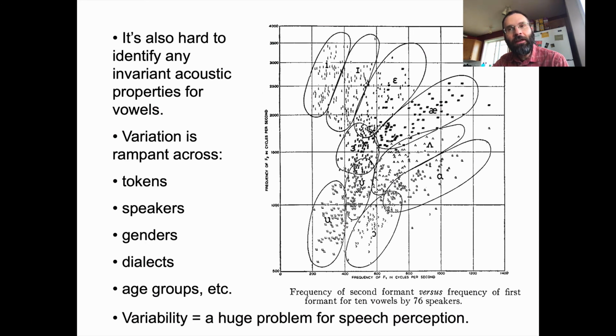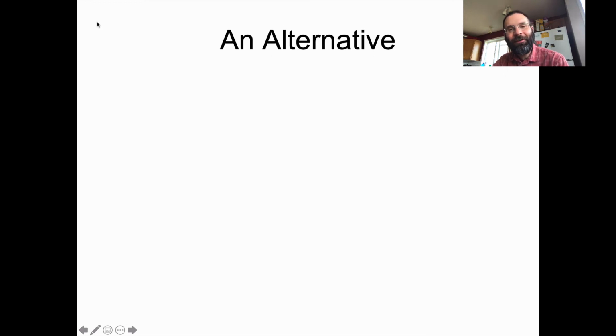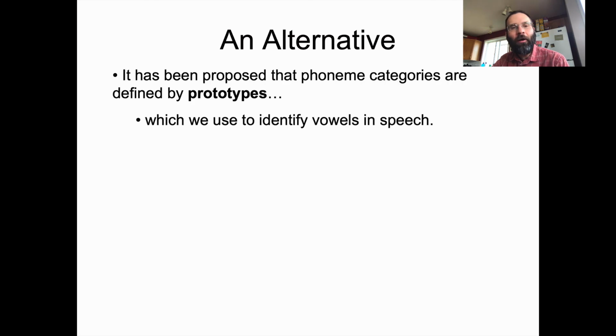So if you're trying to pin down something invariant when you're categorizing the world, variability becomes a huge problem. But an alternative is to say it's not a problem. It's not a crisis. It's an opportunity. Instead of trying to get rid of all this variance to get at the invariant core, you can say, well, why don't we just use it? Because it's always there. It's super dependable. We can rely on it.